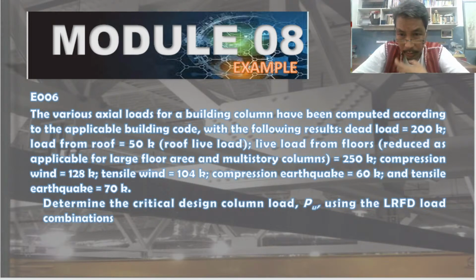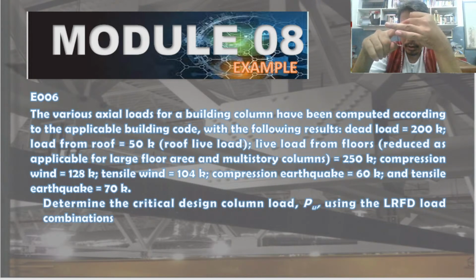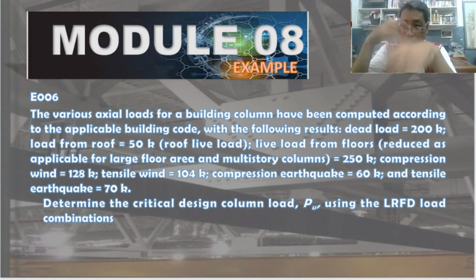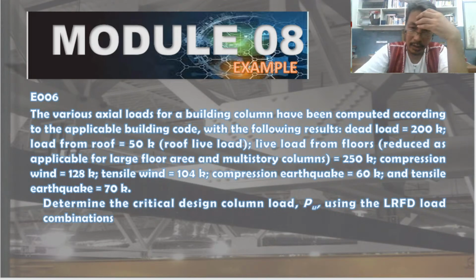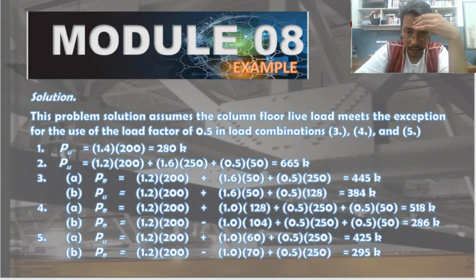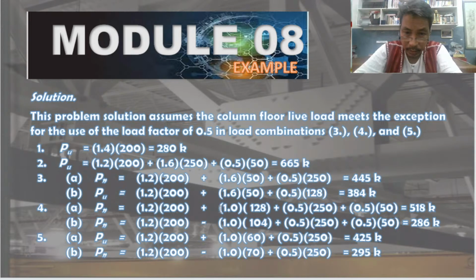So we have 1, 2, 3, 4, 5 different loads. Dead load, roof live load, wind load, there are 2, so 5, and earthquake load, there are 2, so 7. There are 7 given values. Therefore, let us find out. We are now on equation number 4. Take a look at your equation number 4: 1.2 times dead load plus 1.0 times 128.